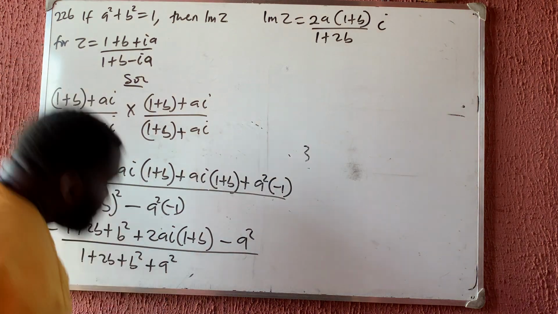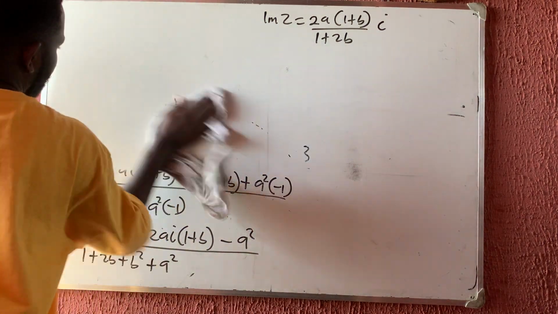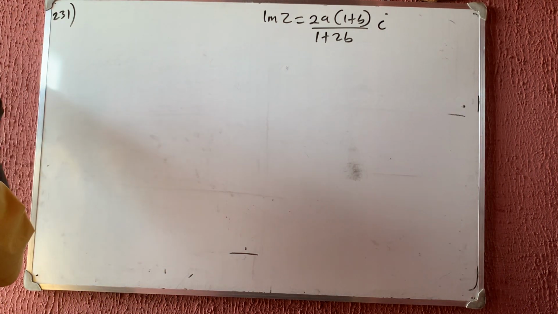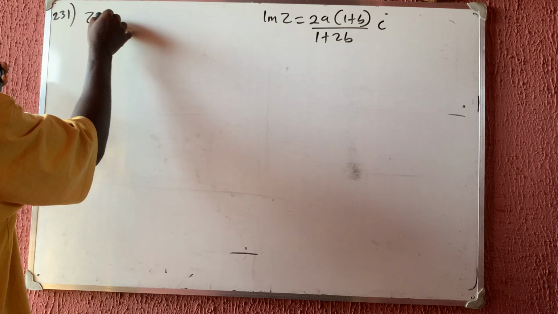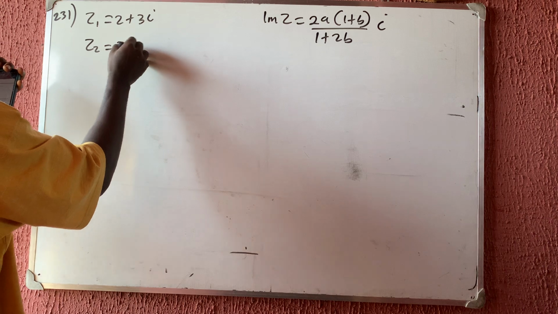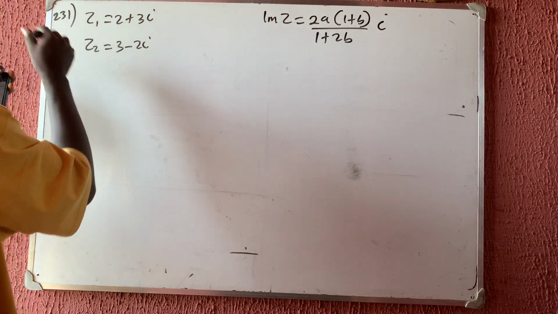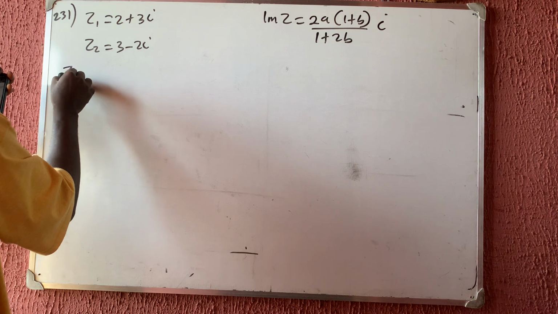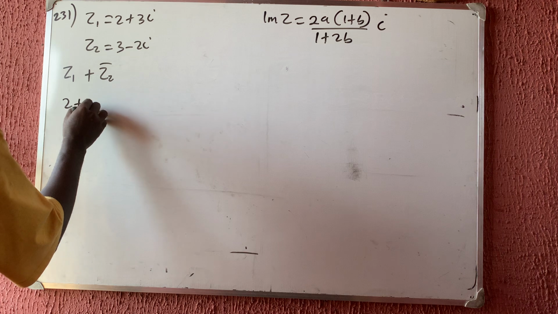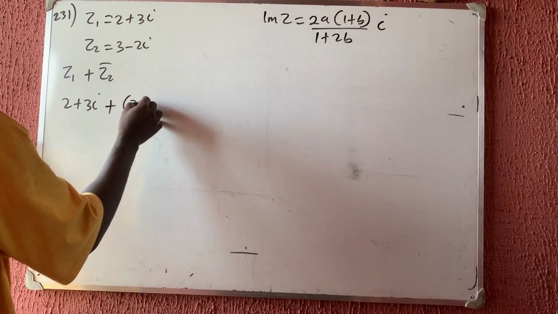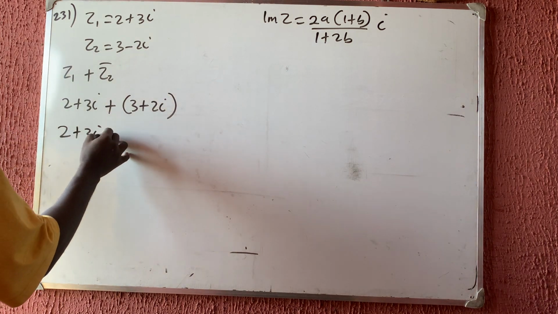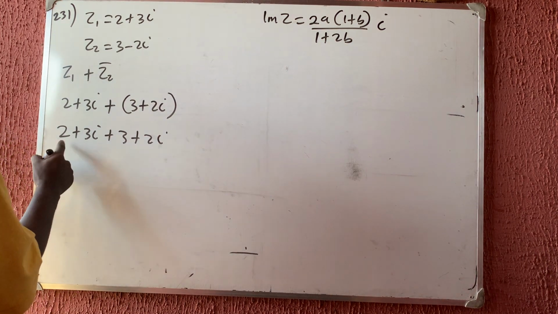So 231, the last question I'm going to solve, and I'm done for complex number. Question number 231 said let z1 be equal to 2 plus 3i and z2 be equal to 3 minus 2i. Then we should find z1 plus z2 bar. So z1 is 2 plus 3i, plus z2 bar is 3 plus 2i. Change the sign in the middle. So I have 2 plus 3i plus 3 plus 2i.